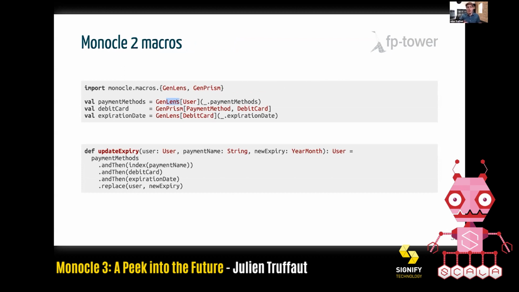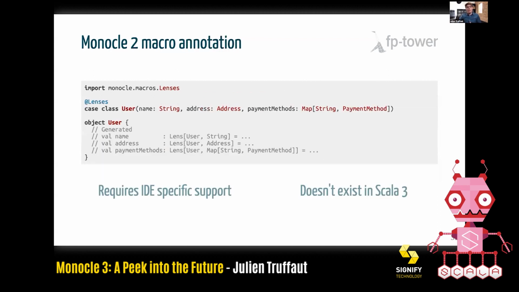And as a beginner, you don't really know what you want. You kind of just say, oh, please create an optics for that particular path within my data structure. I'll figure it out. We also offer macro annotations for lenses. So you're able to say add lenses to your case class, and this generates for free, immediately, these lenses inside of the companion object, which is great to cut the boilerplate.